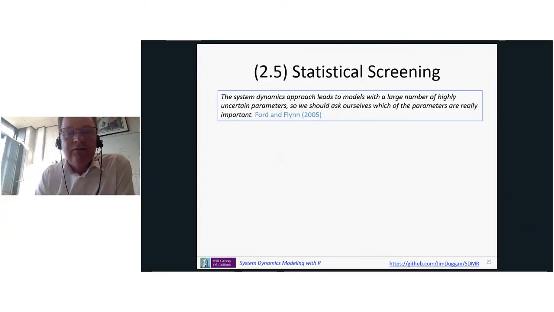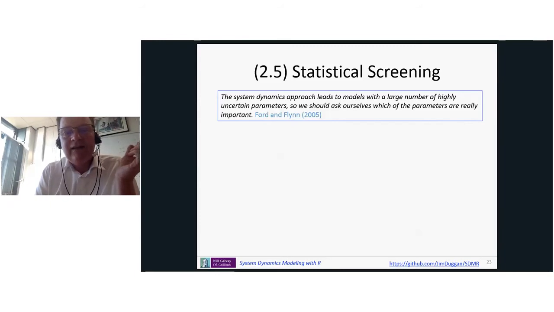Okay, so I think it's useful as well to look at statistical screening. I've written some code to do this in R, because R has statistical functions available. It's very useful as well.